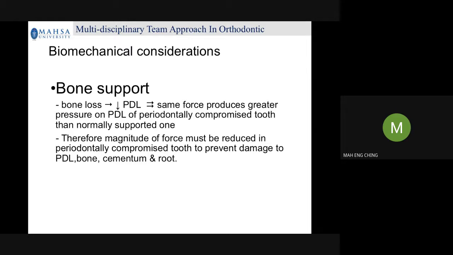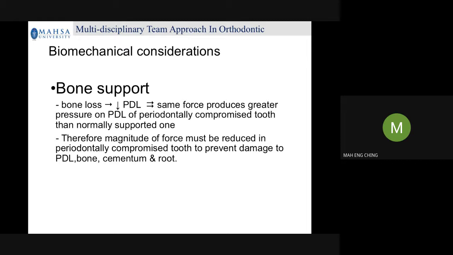We know periodontally compromised patients have bone loss. Bone loss means reduced periodontal ligament support. Then the same force might produce a greater pressure on the periodontal ligament of the periodontally compromised tooth than on a normally supported tooth. Therefore the magnitude of forces must be reduced in periodontally compromised patients to prevent further damage to the periodontal ligament, the bone, cementum, and the root.